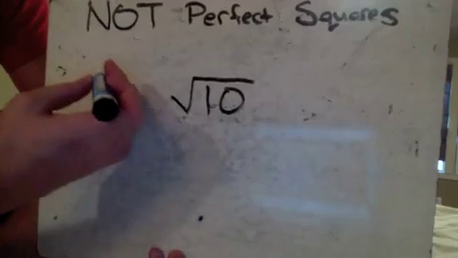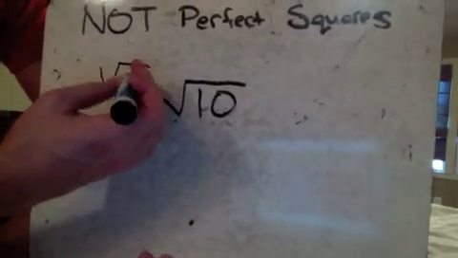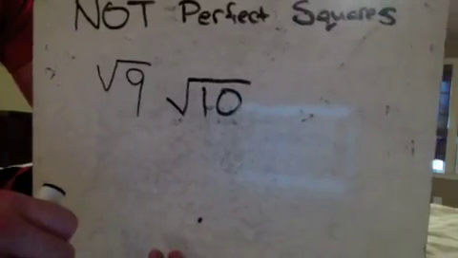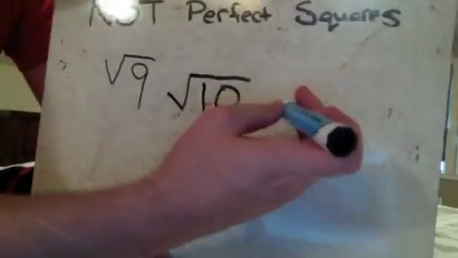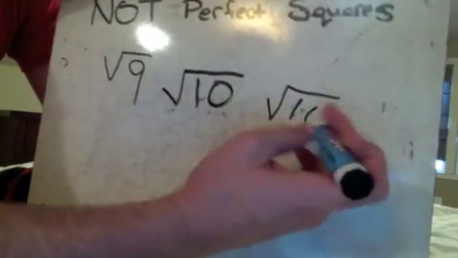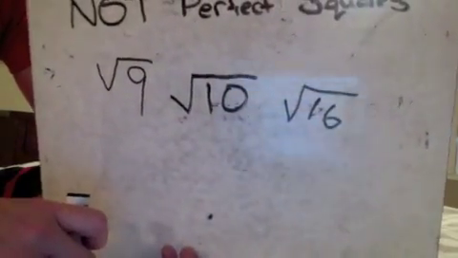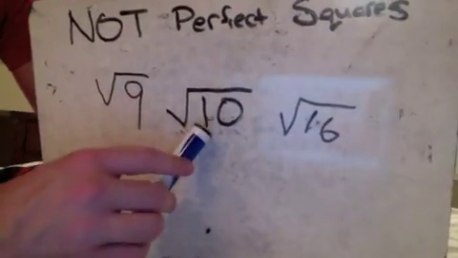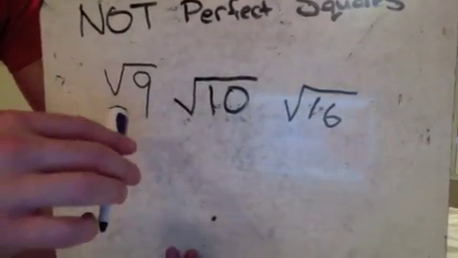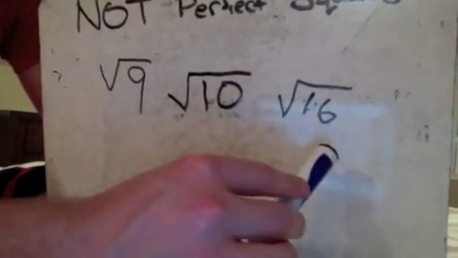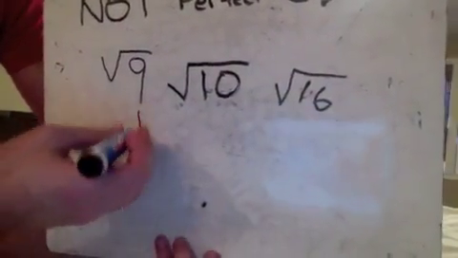Well, for starters, the perfect square below it is going to be the square root of 9. The perfect square above it off your list is going to be the square root of 16. So now we know that the square root of 10 is going to come between whatever whole number this is and whatever whole number this is. So let's figure out what this is.